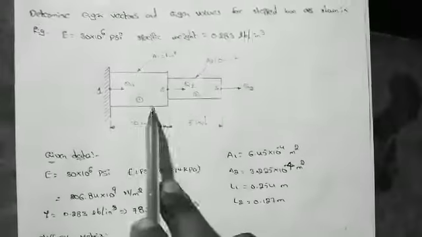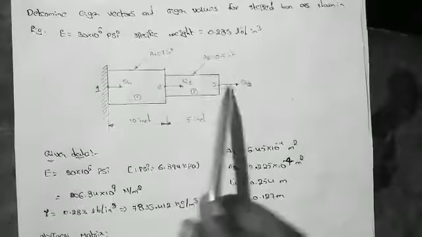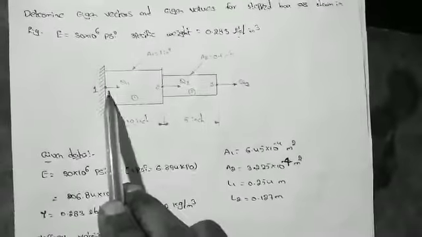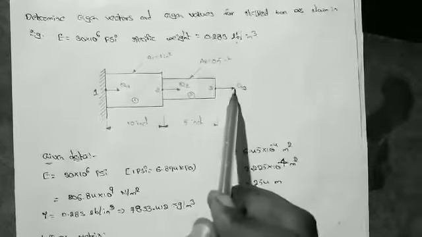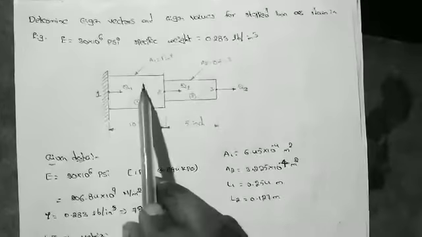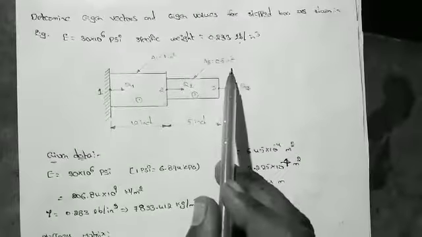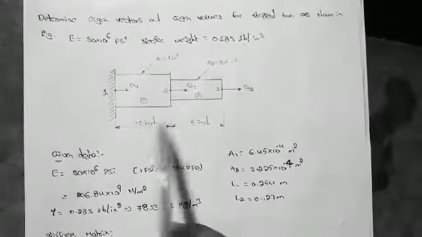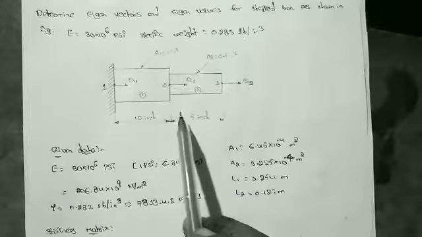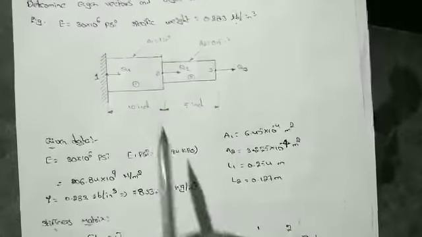Here there are two elements and three nodal numbers 1, 2, 3. Node 1, node 2, node 3 have the displacements q1, q2, q3 respectively. The area of the first element is 1 inch square and the second element is 0.5 inch square. The length of each element is given as 10 inch and 5 inch respectively. Then we convert all the units into meters.